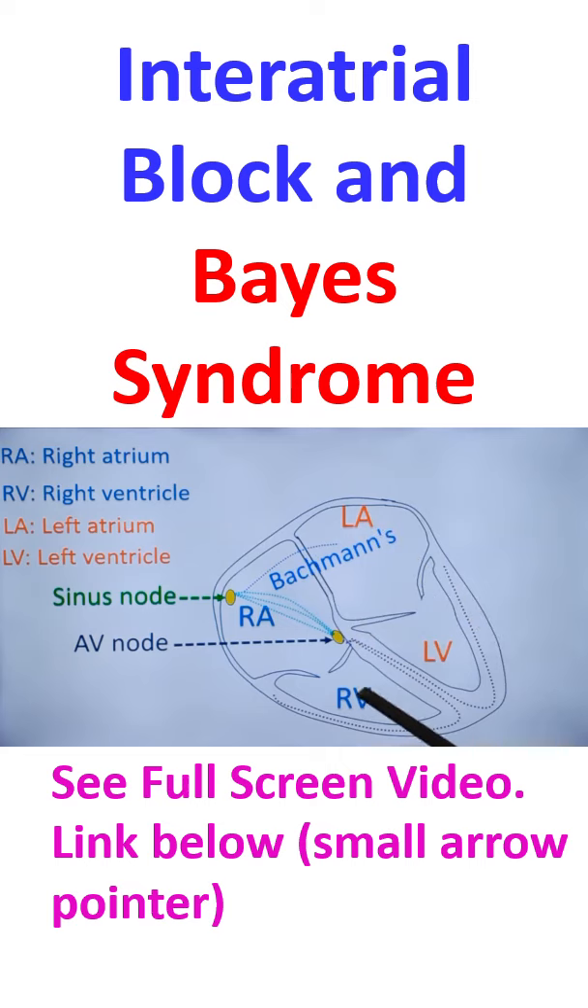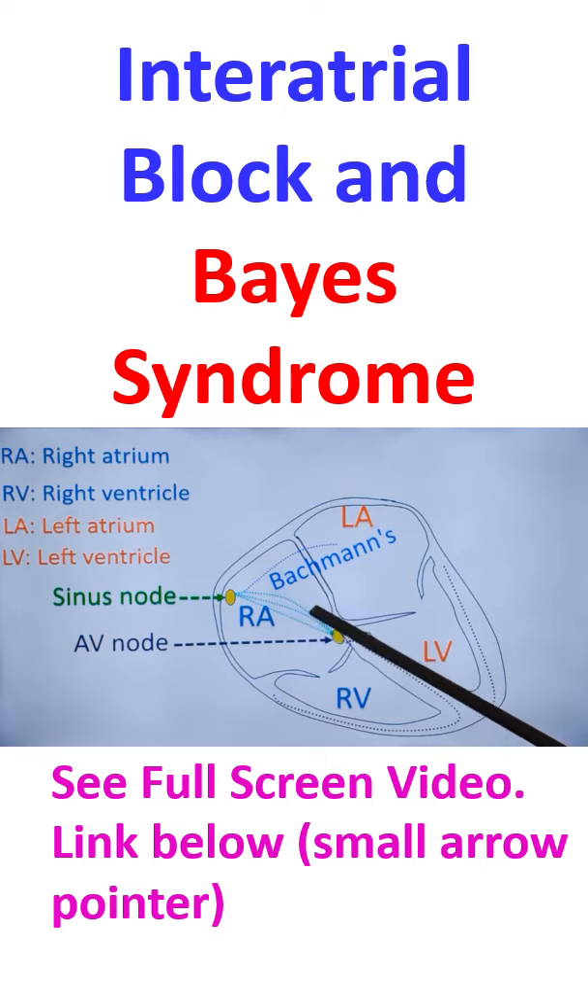This is Bachmann's bundle. Bachmann's bundle is also used for pacing. Bachmann's bundle pacing, if it is done in this region, there is synchrony between the two atria. P waves will be narrower than in normal case. So this is the anatomy of the interatrial and intraatrial conduction system.